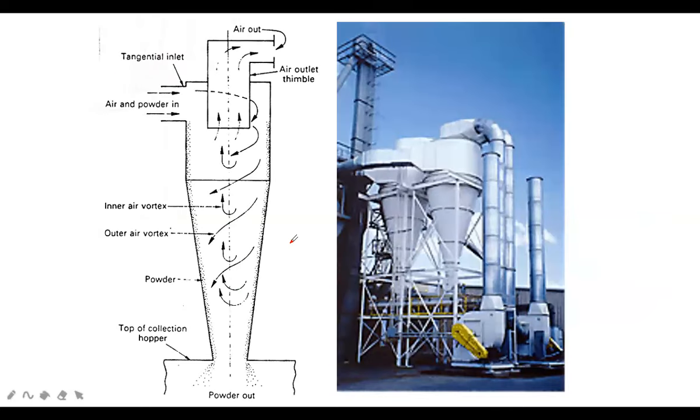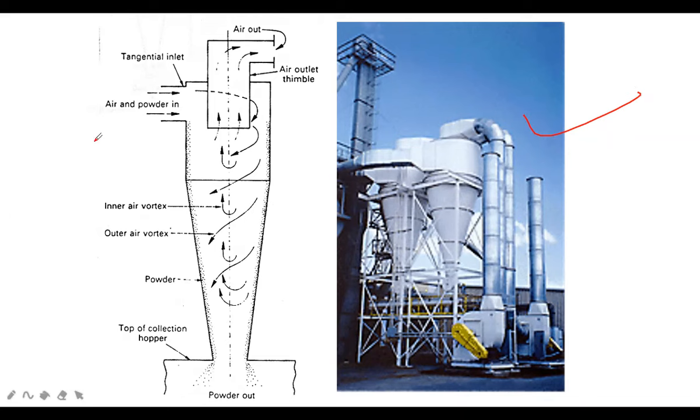Okay? So this is how industrial cyclone separators look. They can be as high as 10 meters, 15 meters, or 20 meters, depending on the application, depending on the volume of the gas you are handling, and depending on the separation you want to do.